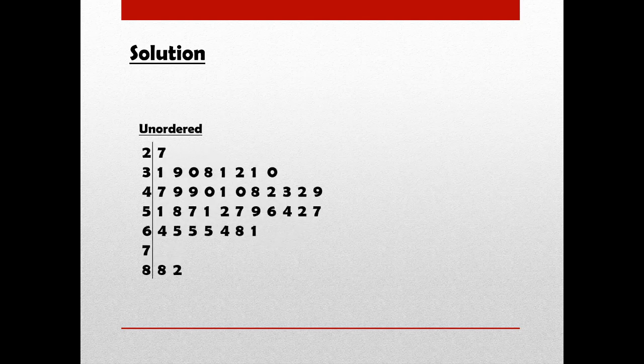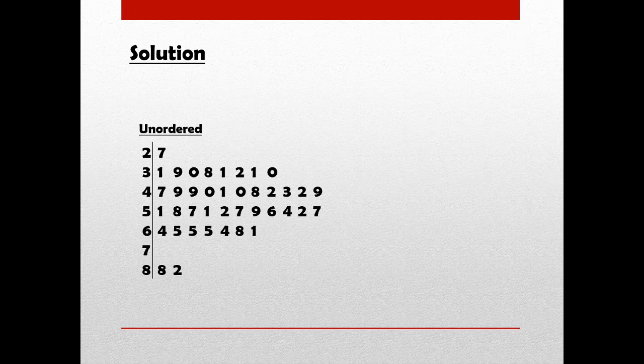Okay, so here's our solution. We're not going to go through it like we did the other one. The unordered version, if you just went row by row, you would have stems ranging from 2 to 8. So you would write 2, 3, 4, 5, 6, 7, 8. So you have those stems arranged vertically on the left side of a vertical line. And then we place our leaves on the other side.